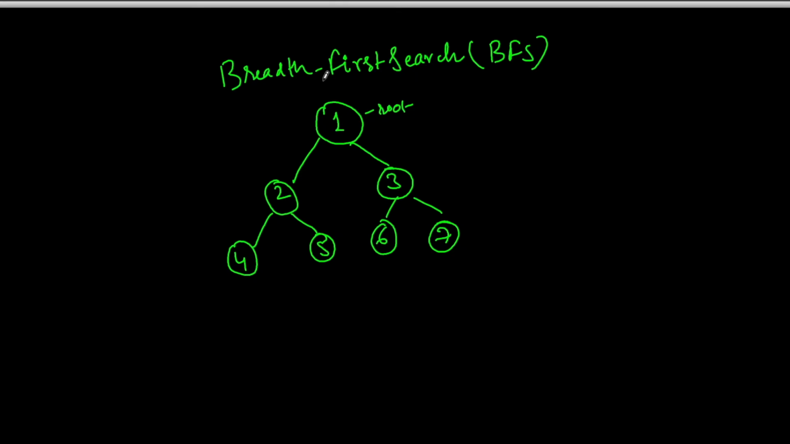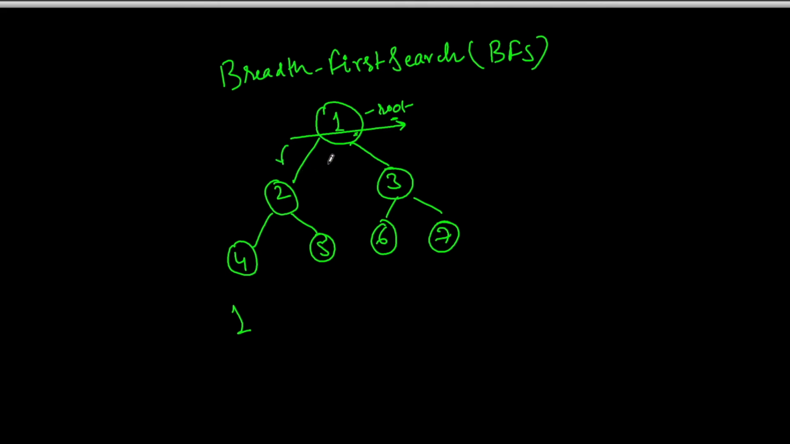For example, let's say this is the tree given, this is the root. So in BFS, first we visit all the nodes on the current level and then we go to the next level. So let's start with root. At this level, we have only one node, so it would be one.